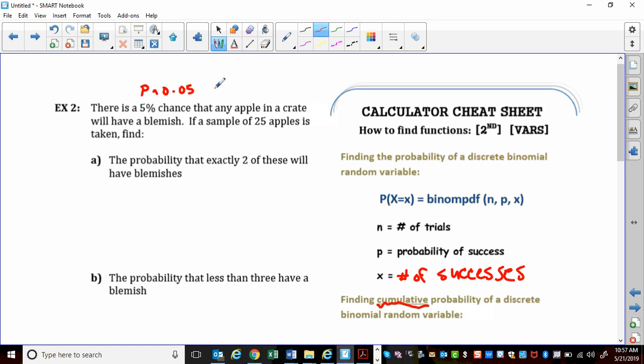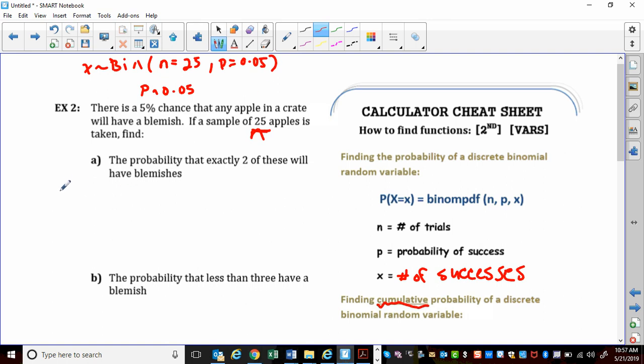So there's a 5% chance that any apple in a crate will have a blemish. If a sample of 25 apples is taken, find the probability that exactly 2 of these will have a blemish. So we're only asked for 2. We're not adding anything up. So it's distributed as a binomial. Your n in this case is 25 apples, so n is 25. And your probability of success, or that it has a blemish, is equal to 0.05, okay?